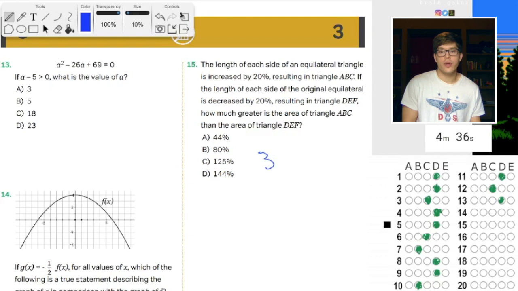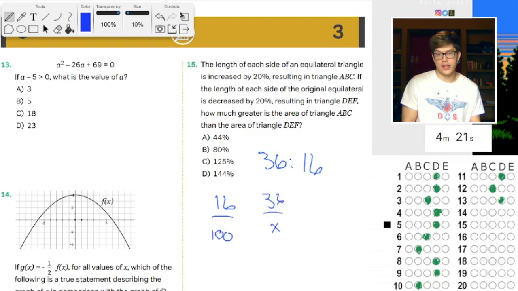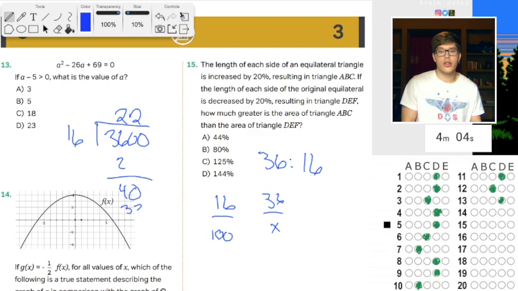So our question really is, what's the difference between 36 and 16 proportionally? It says how much greater is the area, so 16 is what we're starting with. 16 is our 100, 36 is our x, and then we can just cross multiply. So 3600 divided by 16: we get 2, 16 times 2 is 32, subtract, we get 4, bring down our 0, we get 40, 2 again, 32, subtract, get 8, bring down your 0, 5. So it is 125% larger. 15 is C.